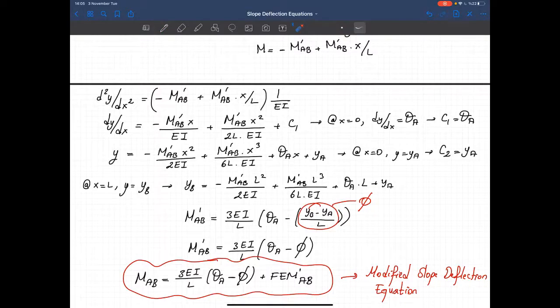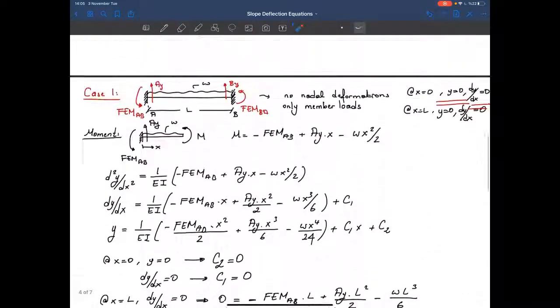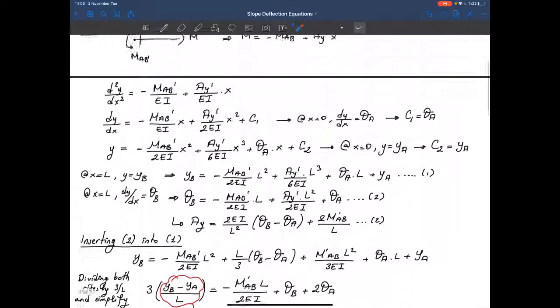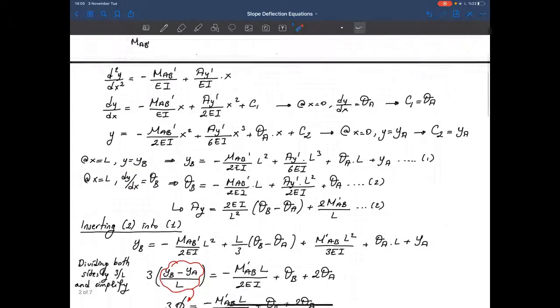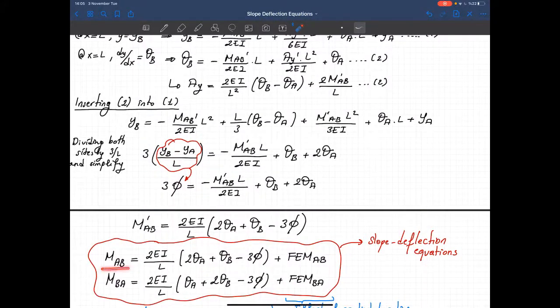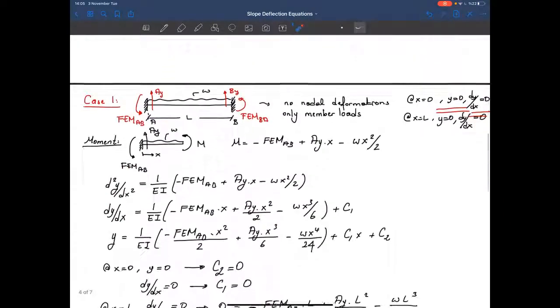Why? Let's go back to our original derivation of the actual slope deflection equations. Now in this derivation we use x is equal to 0, dy over dx. This is the first boundary condition. That's the second boundary condition, third boundary condition and the fourth boundary condition. And at the end of the day, the slope deflection equation depends on three displacement quantities.